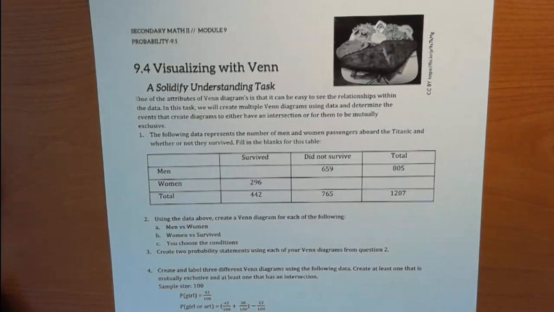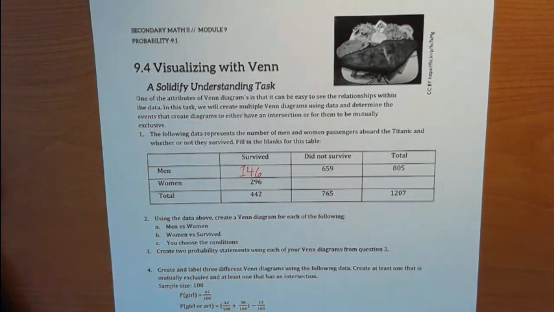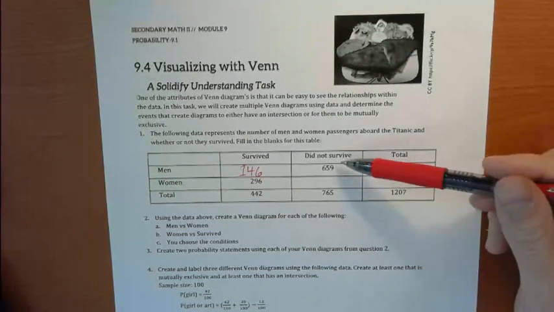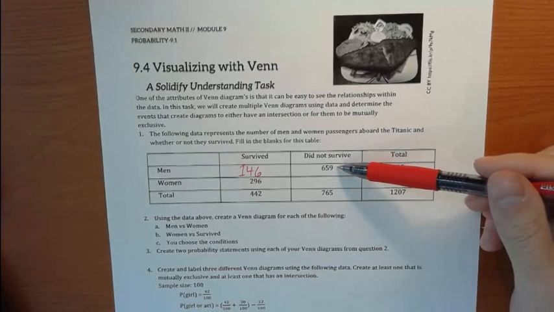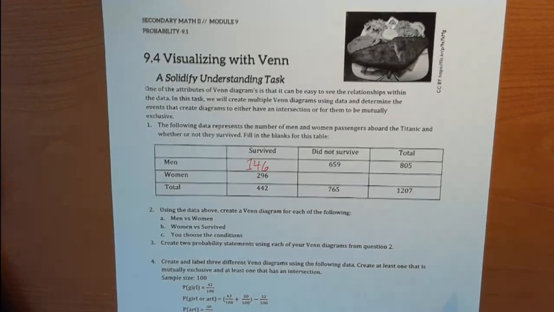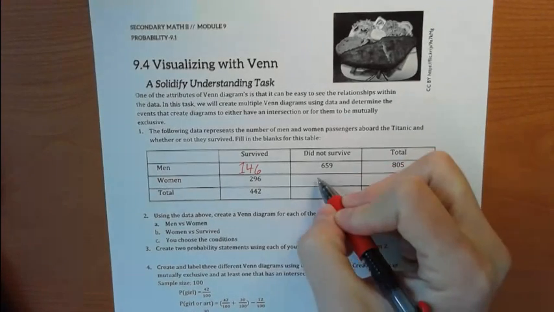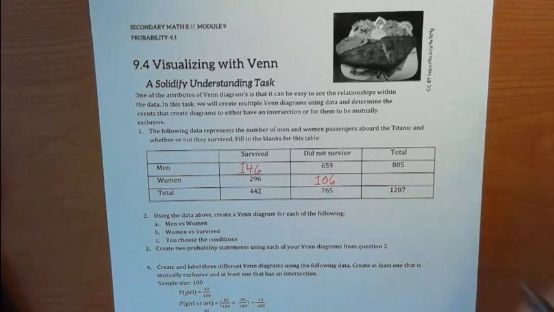So if we subtract 659 from 805, we would get an answer of 146. So we have 146 men who survived. And then we can look for this missing part for the did not survive column. We have 659 men who did not survive, and a total of 765 people who did not survive. So we need to find the difference between those two, 765 minus 659, and that means it's 106 people. So that's 106 women did not survive.